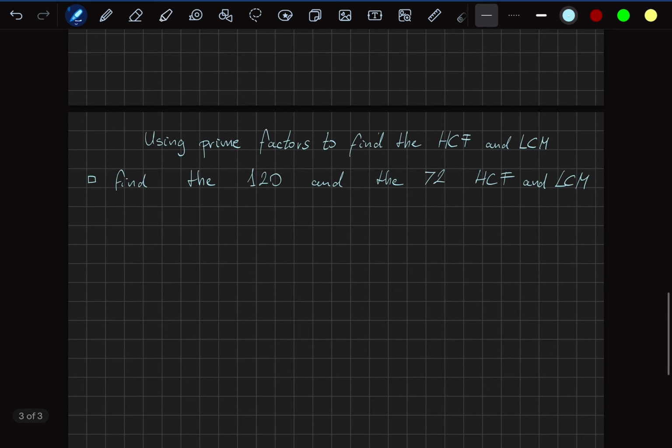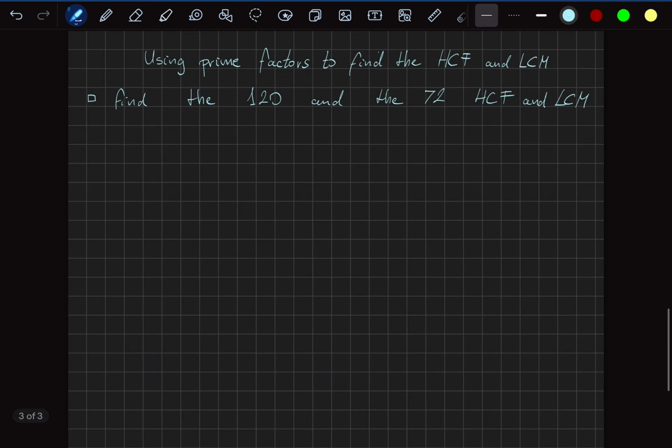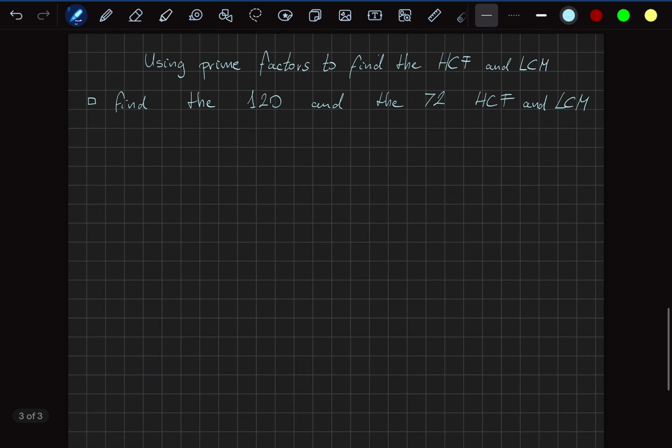Next one, we can search with this prime factor form the highest common factor and the lowest common multiple. Find the highest common factor and the lowest common multiple of 120 and 72. Okay, so I will use the factor tree just for the practice. 120, I will use 6 and 4. It's prime, 2 and 3, they are primes, 2 times 2.